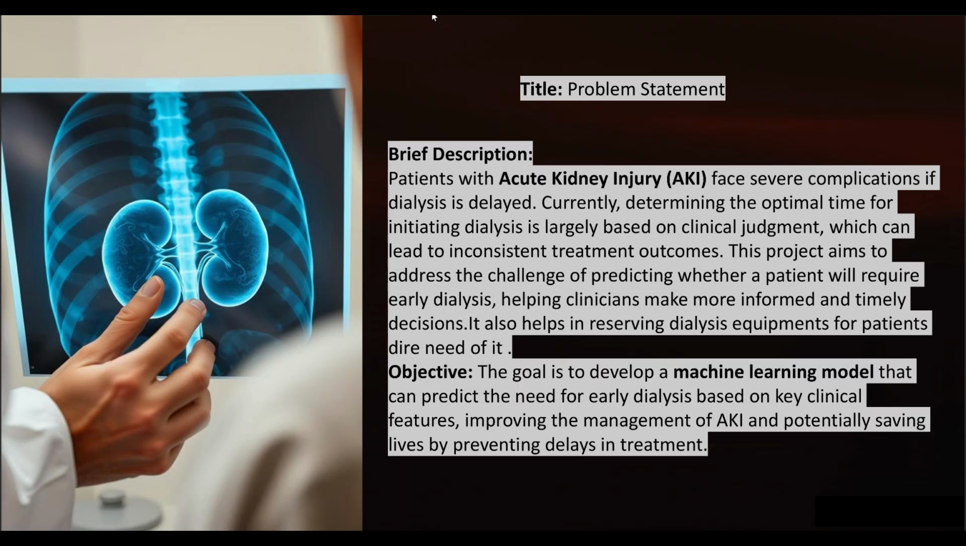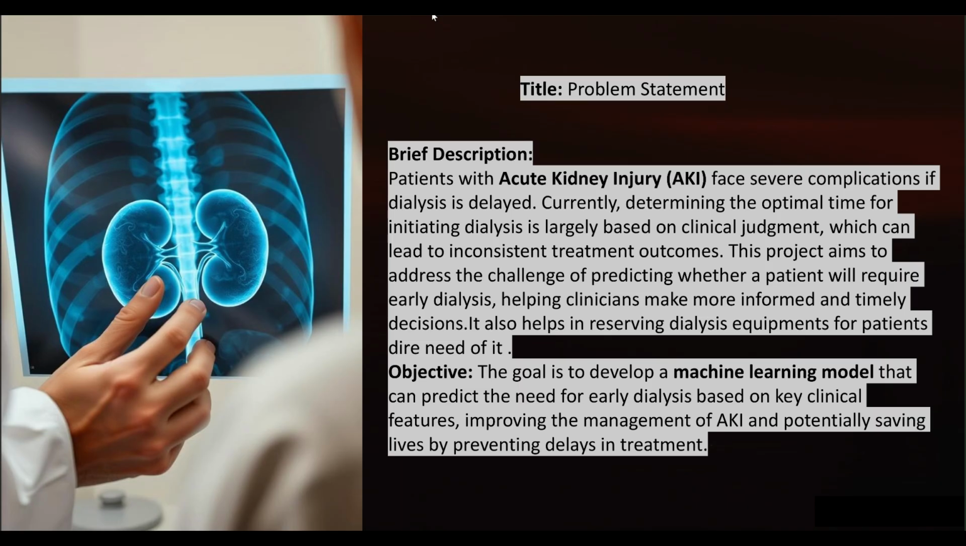The problem statement of this project is that patients with acute kidney injury face severe complications if dialysis is delayed. Currently, determining the optimal time for initiating dialysis is largely based on clinical judgment, which can lead to inconsistent treatment outcomes. So, this project aims to address this challenge of predicting whether a patient will require early dialysis or not in a faster and more efficient way.